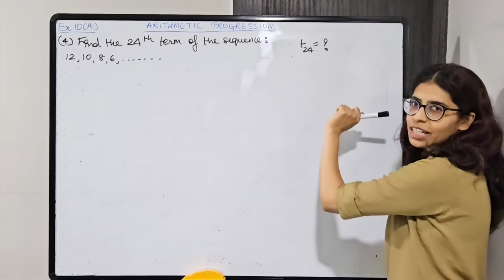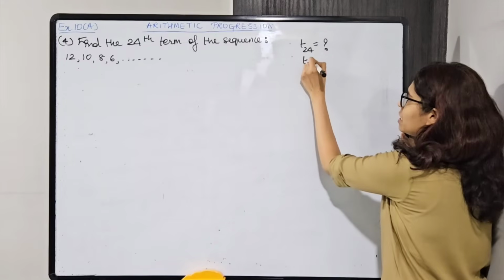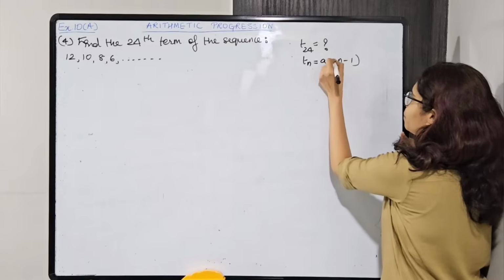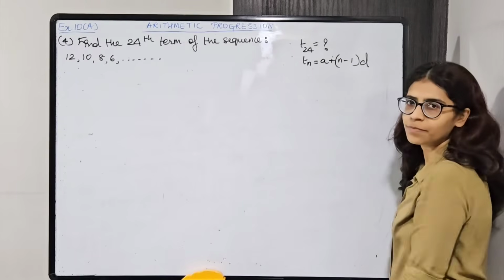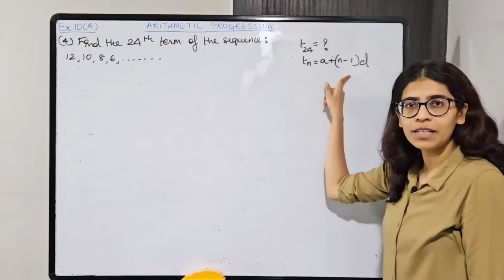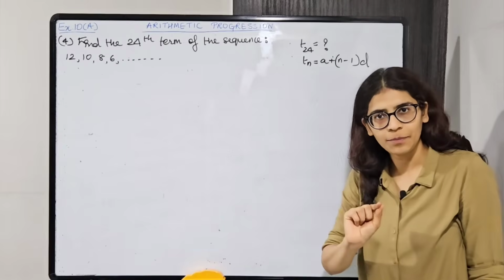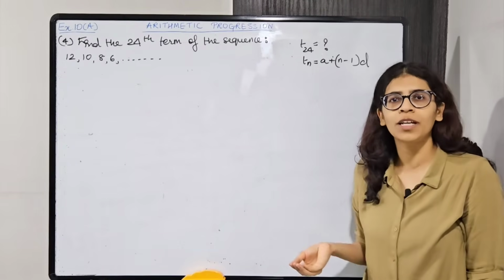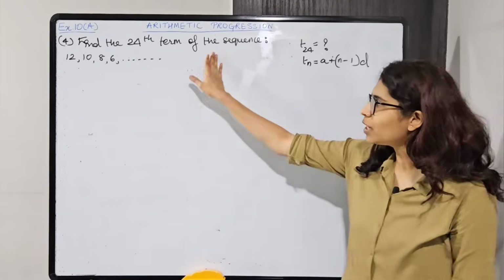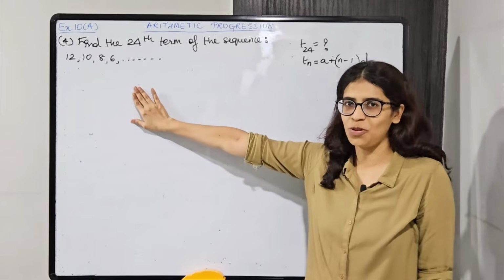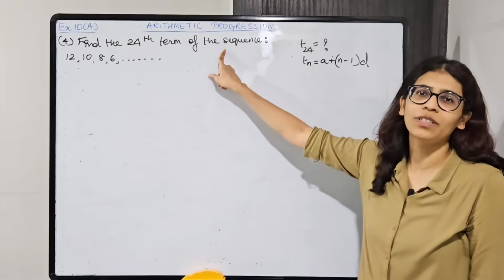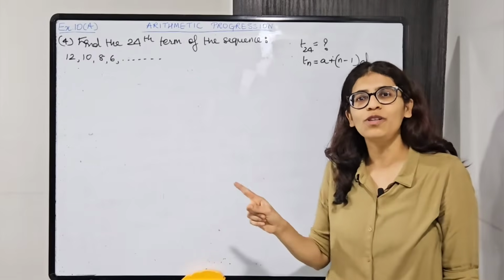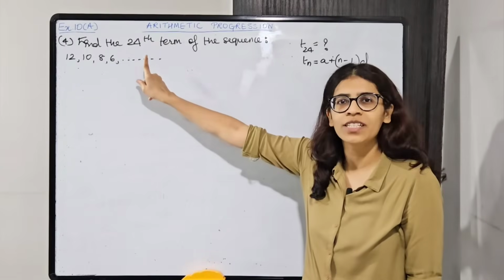To find out Tn, we use the formula Tn is equal to a plus (n minus 1)d. This formula is applicable for AP only. Arithmetic progression है तो ही applicable होगा. Are you told that this is an AP? No, you are told that this is a sequence. So first you need to prove that this sequence is an AP.